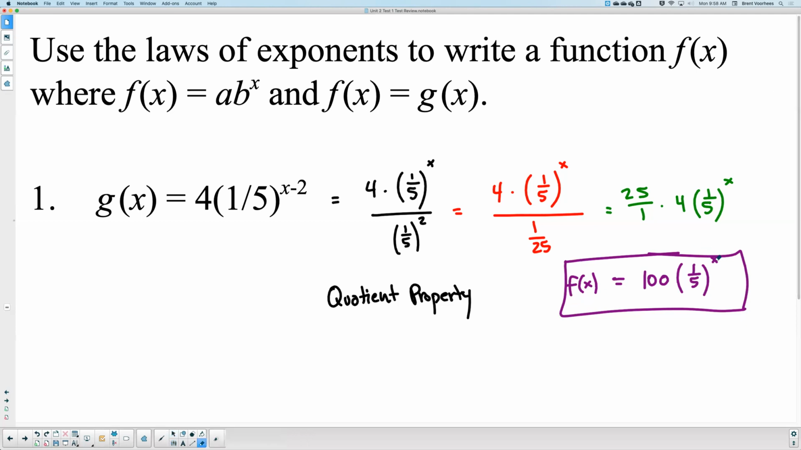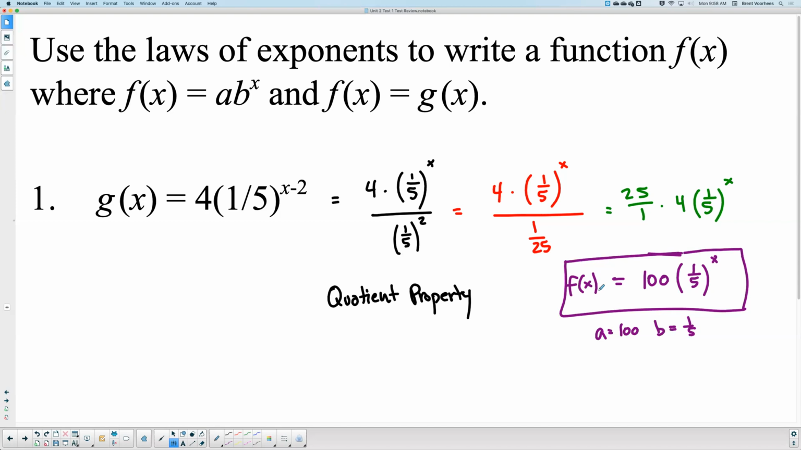Let's make sure we're accurate. You mean g of x? It starts as g of x. It says here, write a function f of x, where f of x equals a times b to the power of x. So a is 100, b is 1/5. Notice a is 100, b is 1/5. That's what I did there. And it's equal to g of x. So that's our function.